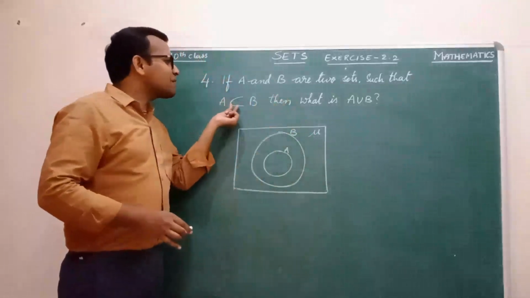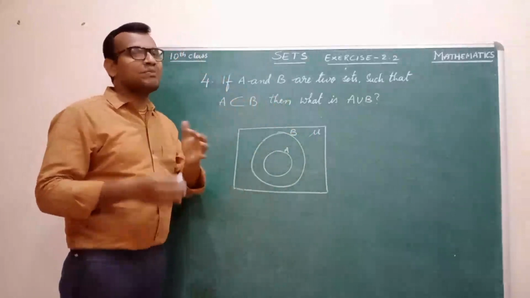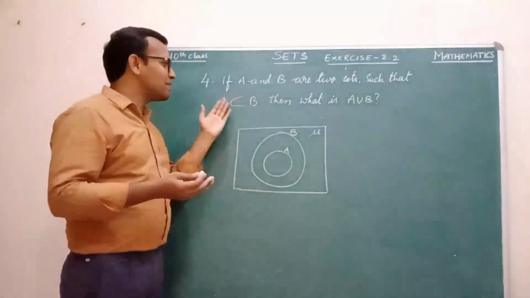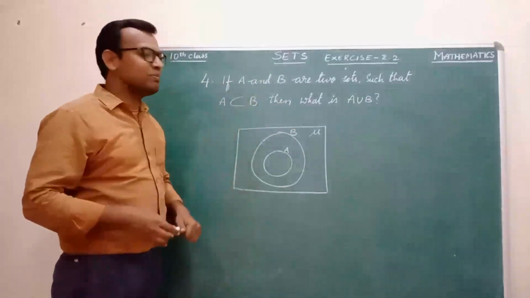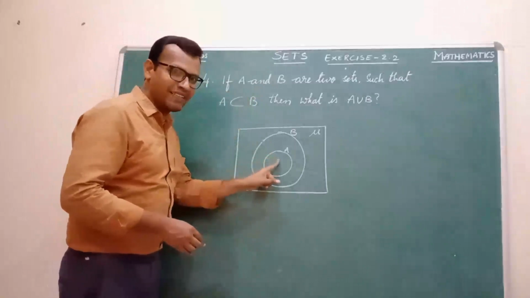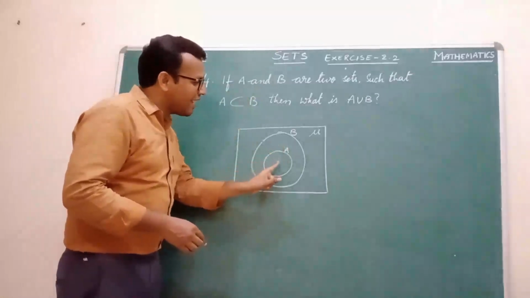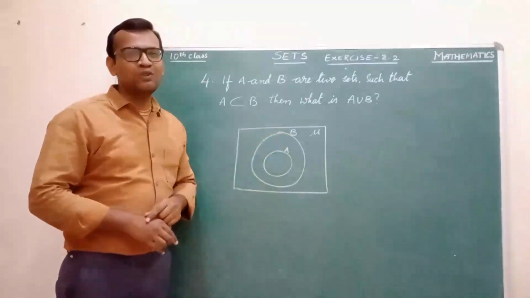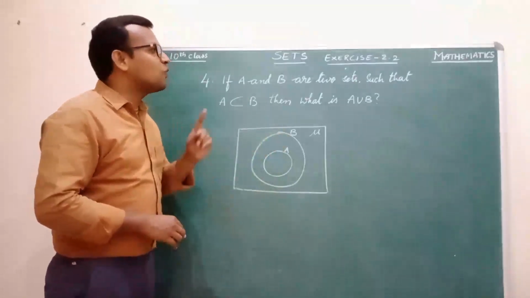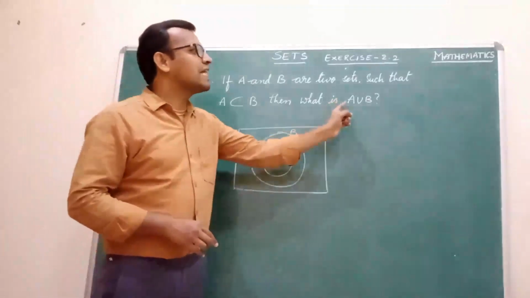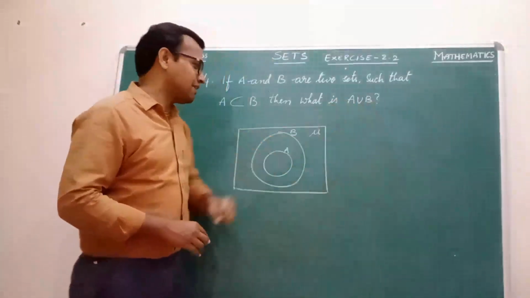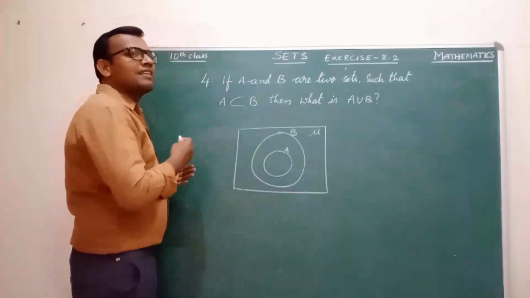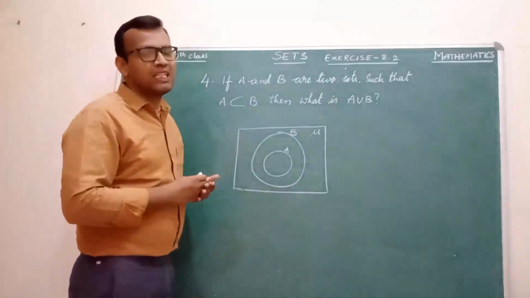So if A is subset to B, then naturally B must be bigger set, because every element of A is an element of B. If I take any element here X, so X belongs to A and X also belongs to B, then A is a subset to B. Now what we need to do? We need to find A union B. Now let me write or shade the A union B.